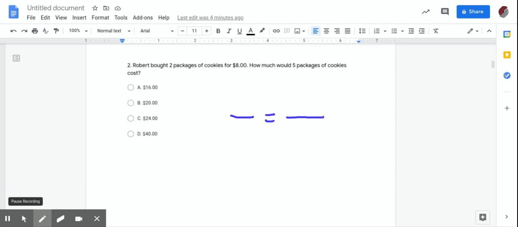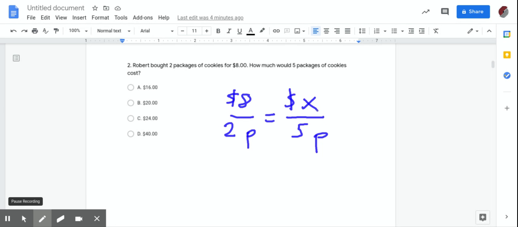And I'm going to have my money as my numerator. So I'm going to go $8 for 2 packages of cookies. It says how much would 5 packages of cookies? So if the 2 packages is in my denominator, I know this is going to also have to be packages, and I'm going to label that with 5. And then here's where my money is going to go, and that's where my x is.